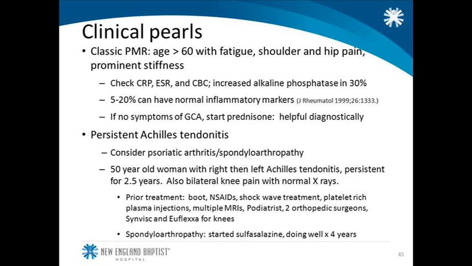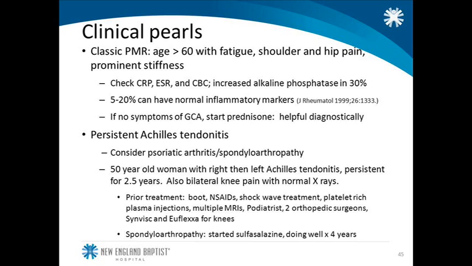In a patient with persistent Achilles tendonitis, consider psoriatic arthritis or a spondyloarthropathy. As an example, I saw a 50-year-old woman with right then left Achilles tendonitis that had been persistent for 2.5 years. She also had bilateral knee pain with normal x-rays. Prior treatment had been extensive and included boots, NSAIDs, shockwave treatment, platelet-rich plasma injections. She'd undergone multiple MRIs, both of her ankles and knees. She'd seen a podiatrist and 2 orthopedic surgeons, and she'd been treated with Synvisc and Euflexxa injections in her knees, all without significant improvement in her symptoms.